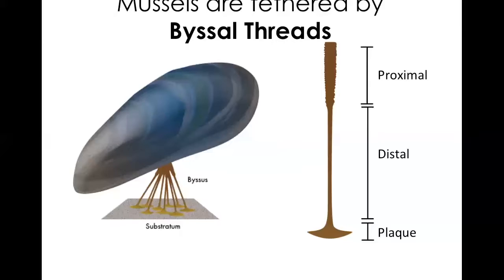And there are 3 important regions on these threads that are functionally and structurally different. So at the top, nearest to the mussel, is a stretchy proximal region. Next is a strong and stretchy distal region. And last is the adhesive plaque, which serves as the glue to attach it to something such as another mussel, a rock, or an aquaculture line.